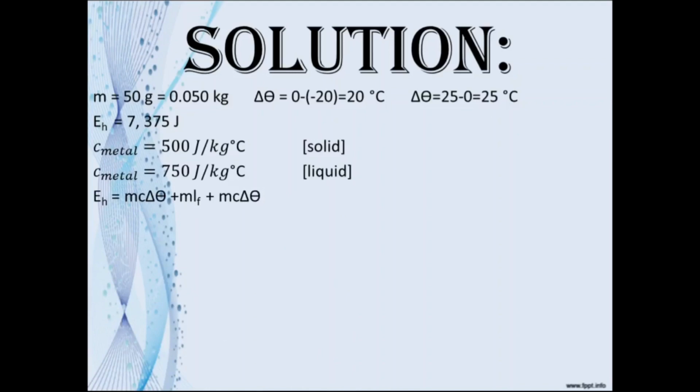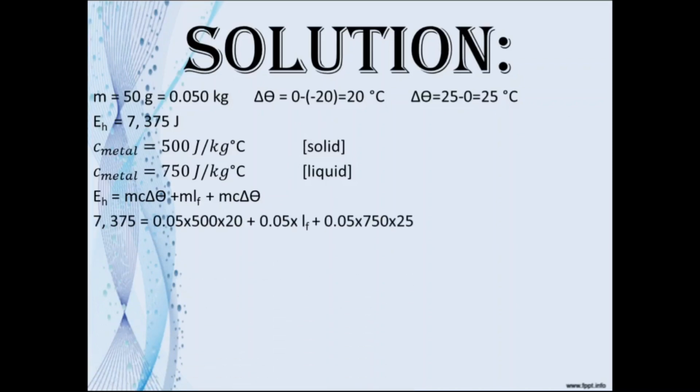Our formula now is simply not one formula but a combination of 3 formulae. MC delta theta for when it is in solid phase and the temperature is increasing, ML when it is changing phase from solid to liquid, and another MC delta theta when it is in liquid phase and the temperature is increasing also. So we substitute our values.